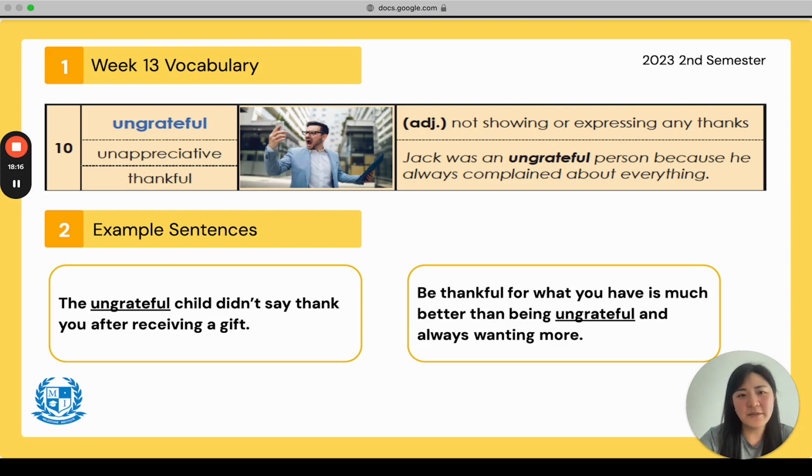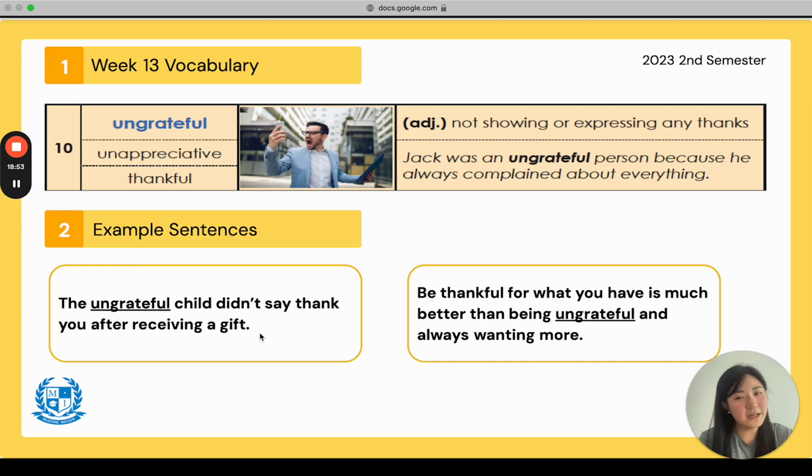Jack was an ungrateful person because he always complained about everything. So he wasn't thankful about anything, and instead he always complained, like, oh, why is this happening to me? Why is this broken? Why can't things work out in my favor? He's always complaining and not grateful, not thankful for things that he should be grateful for. Okay, repeat after me. Jack was an ungrateful person because he always complained about everything.